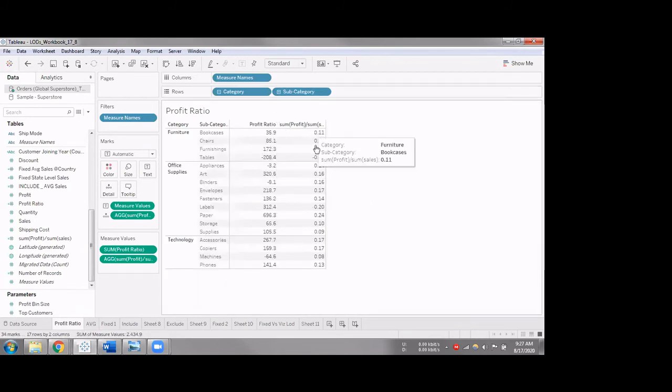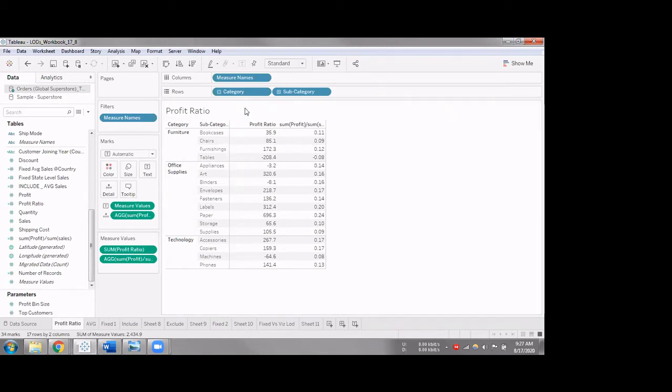But here the order of aggregation is reversed. We are not calculating the ratio directly. First we are aggregating and then calculating the ratio. That's why the ratio is always less than 1, and this is the right number to see.